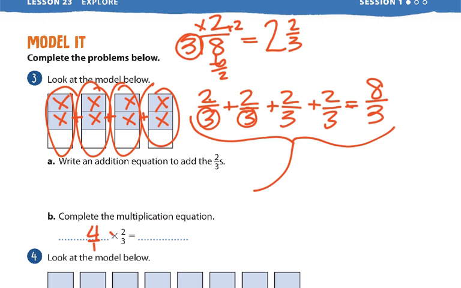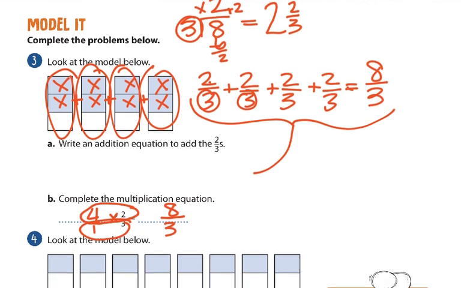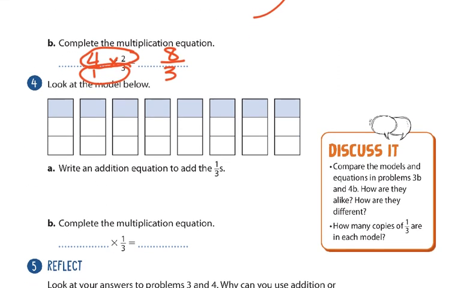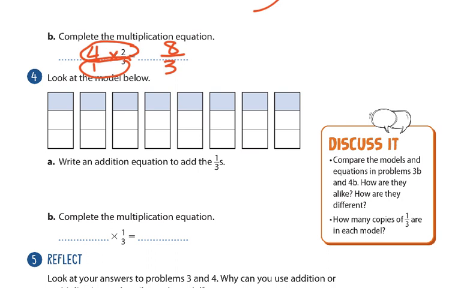1. When I'm multiplying, new rules, I can times across. 4 times 2 is 8. 3 times 1 is 3. 8/3 got me to the same answer. Let's keep looking at this. Look at the model below.